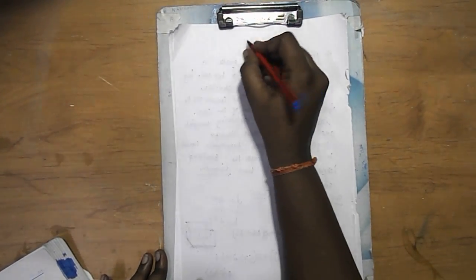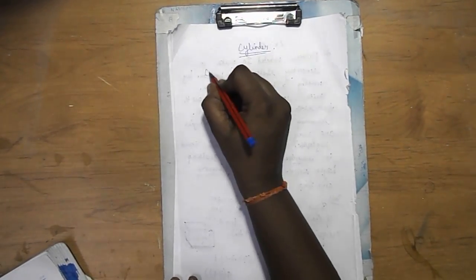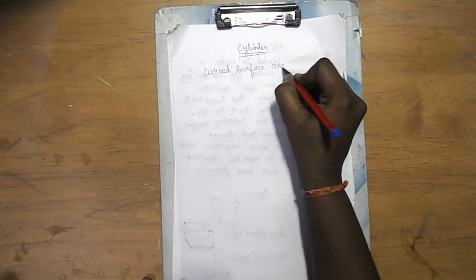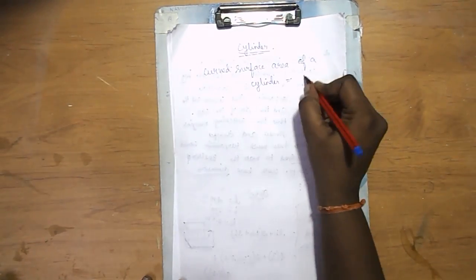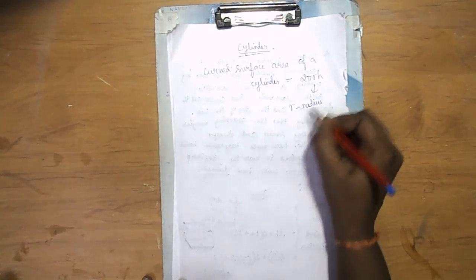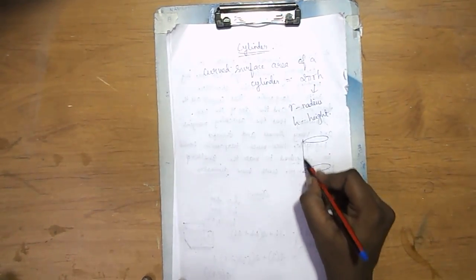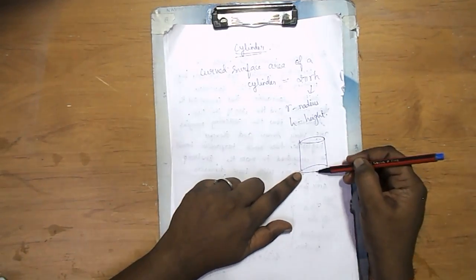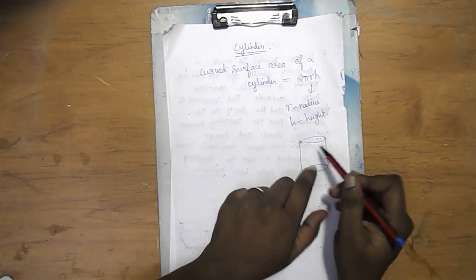So next, we are going to look at the cylinder part. The formula for curved surface area, or lateral surface area, is 2 pi r h, where r is the radius and h is the height. Curved surface area means the top and bottom are not included, just the sides of the curved shape. So this is the curved surface area.